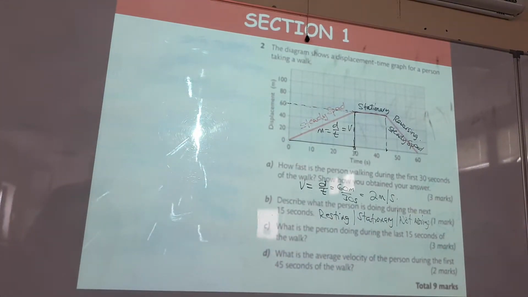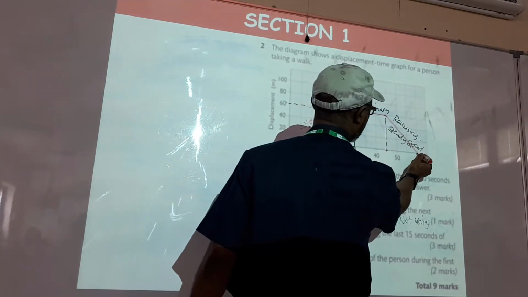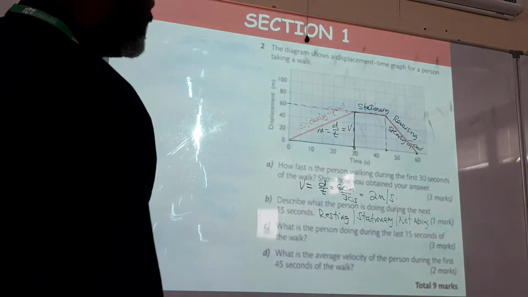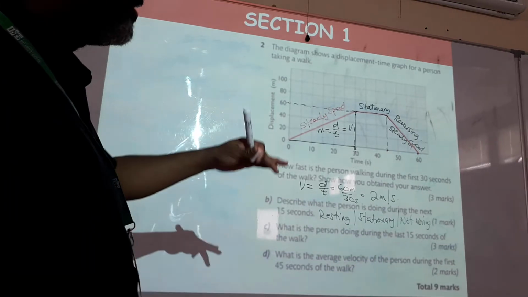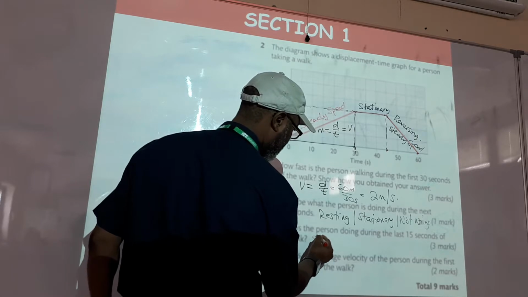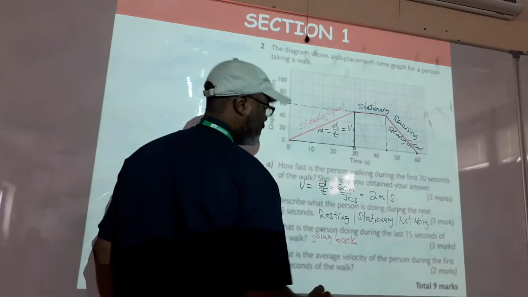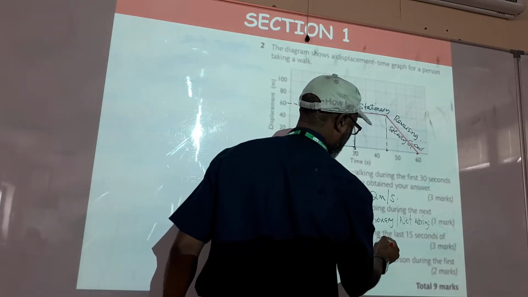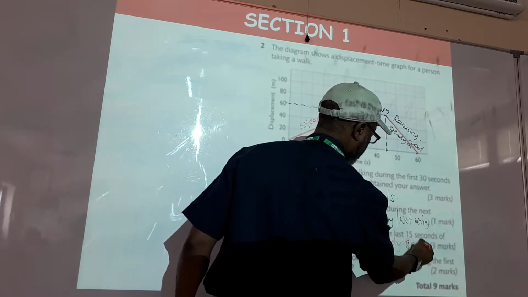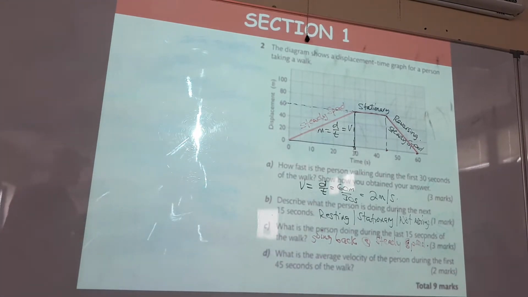What is the person doing during the last 15 seconds of the walk? The last 15 seconds is from here to here, and as you can see, that is a downward slope. That means the guy is going back, reversing at steady speed. So you can either say he's going back, but you must never forget at steady speed. Steady or constant speed. Okay, or velocity. At this stage, you can use either speed or velocity, and you will never be penalized for that.